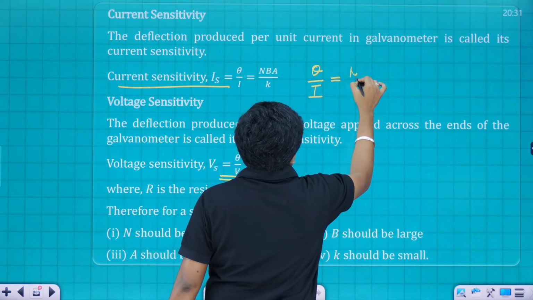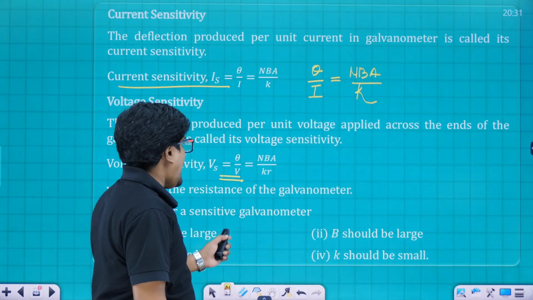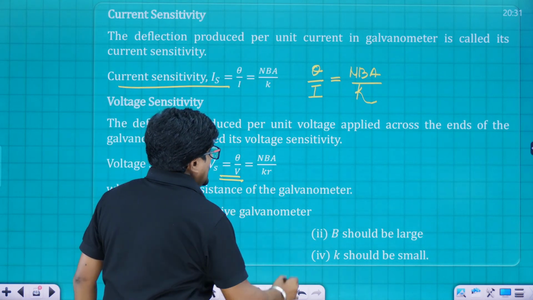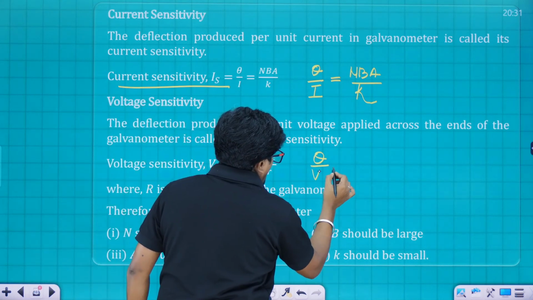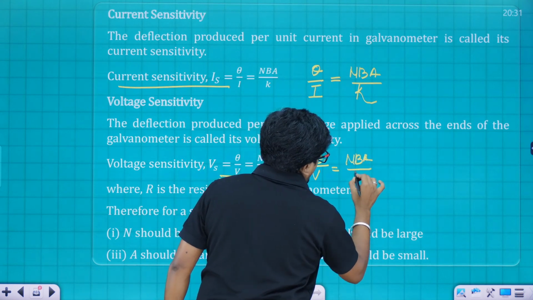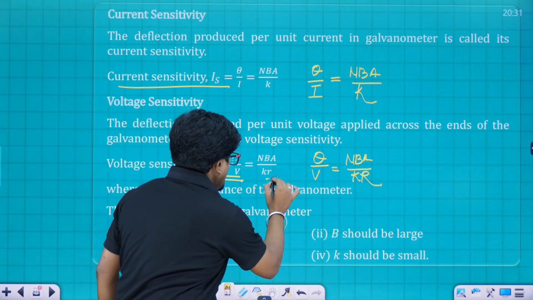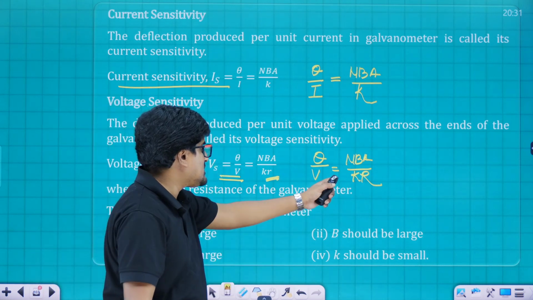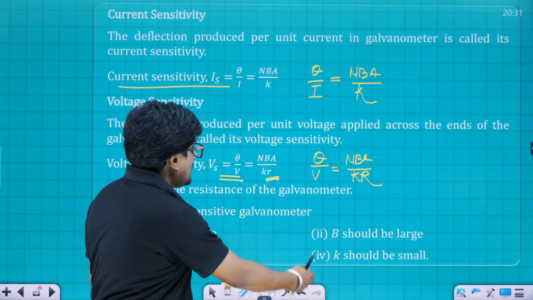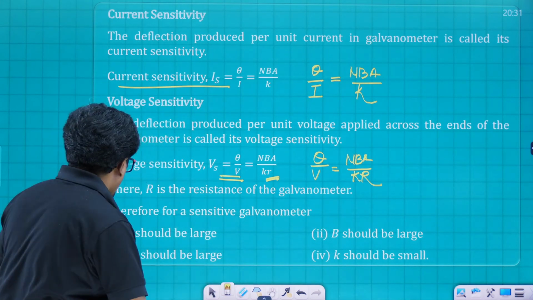There it is going to be NBA divided by K. And if we consider voltage sensitivity, it is theta divided by V. There you have the expression NBA divided by K into R, where R is the resistance. Here they have marked it as small letter r, which makes no difference. I prefer resistance to be capital R, so that is what is mentioned over here. Now comes something very, very important.